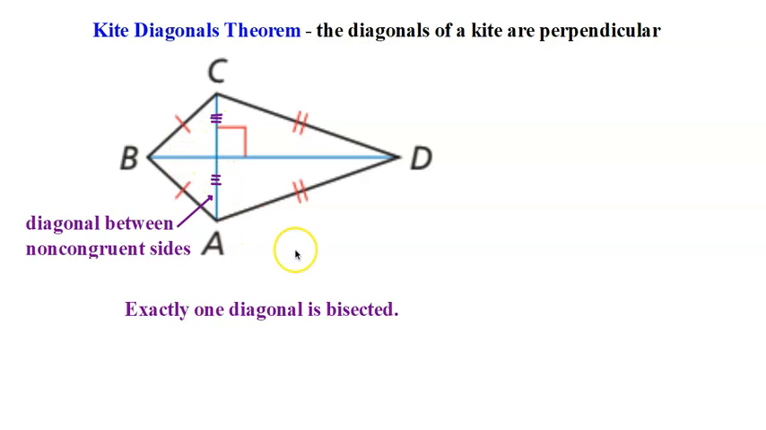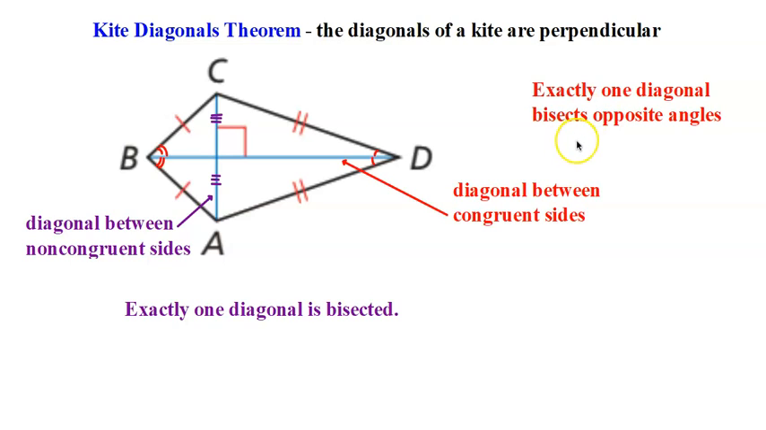diagonal. Okay. Other thing about diagonals, one of the diagonals will bisect opposite angles, right? And that will be the other diagonal. The diagonal between the congruent sides, the one that connects the non-congruent angles, will bisect those angles. Right? So segment BD bisects angle D, and segment BD also bisects angle B. Right? Divides those angles in half.